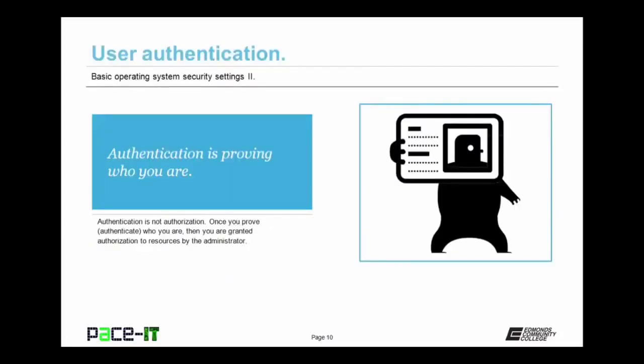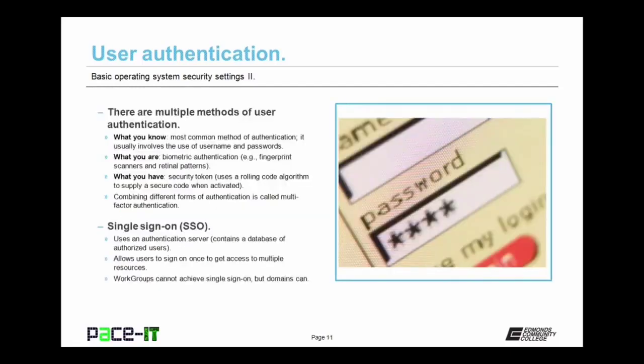Now we move on to user authentication. User authentication is proving who you are. Authentication is not authorization, by the way. Once you prove who you are, then you are authorized to perform actions, but you have to prove who you are first. Now, there are three main ways of authentication. The first one is what you know, which is the most common and the one that we're most used to. This is the use of usernames and passwords.